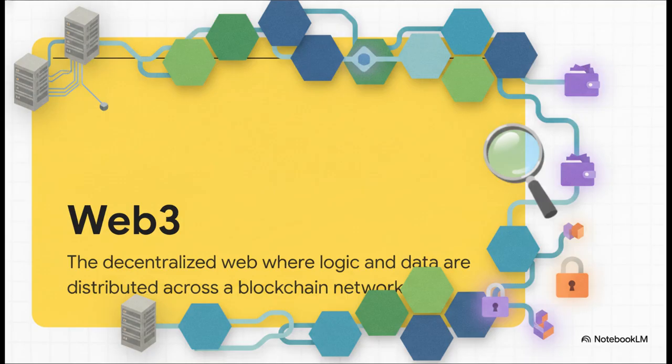The decentralized web. While traditional Web 2 relies on centralized servers owned by giant tech corporations, Web 3 distributes back-end logic, which are known as smart contracts, alongside data across a decentralized blockchain network. So instead of logging in with a standard username and password on a corporate database, you actually interact with these decentralized apps using a cryptographic digital wallet.